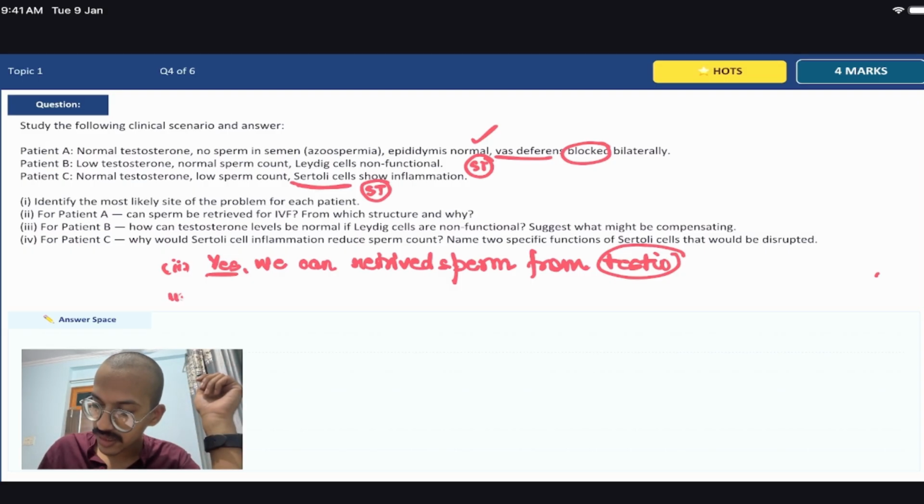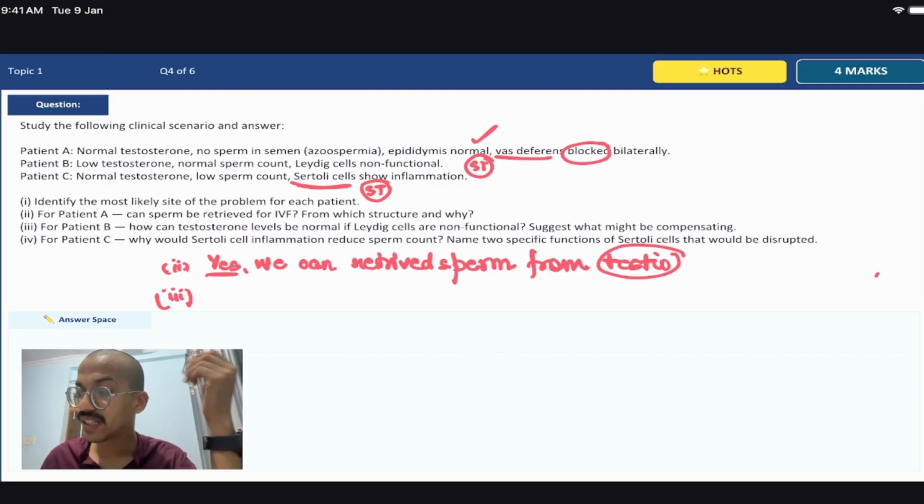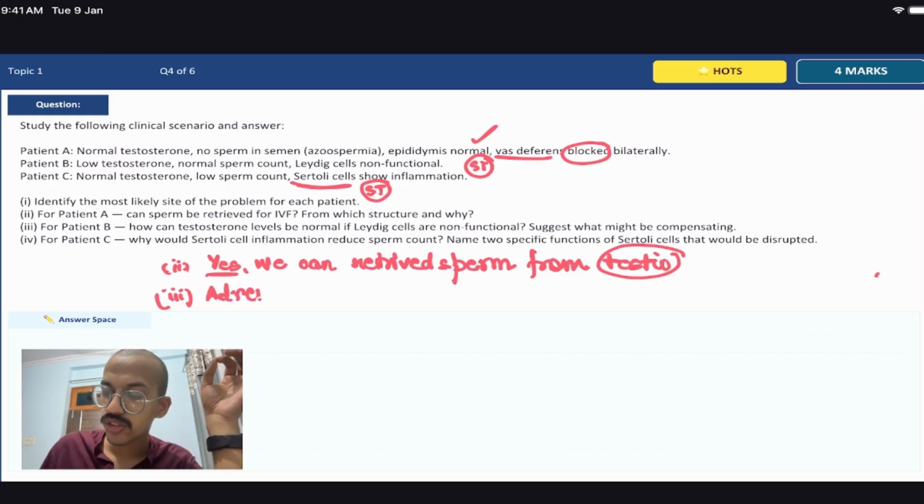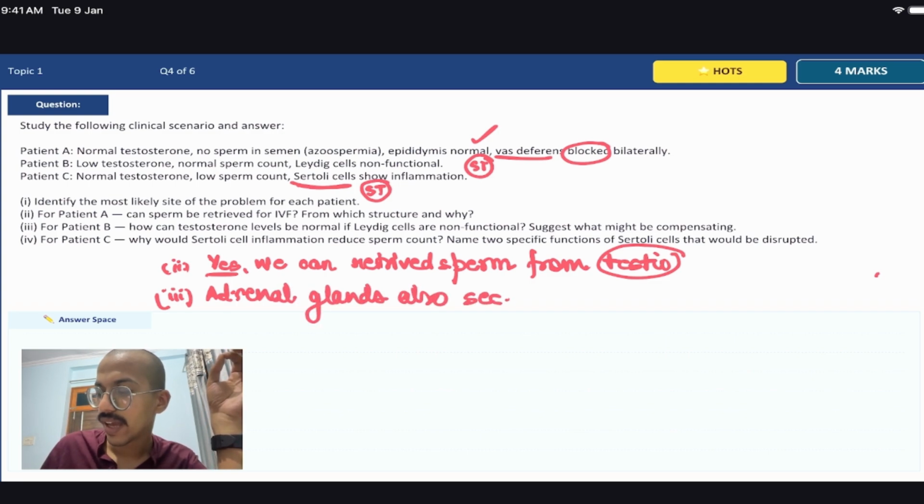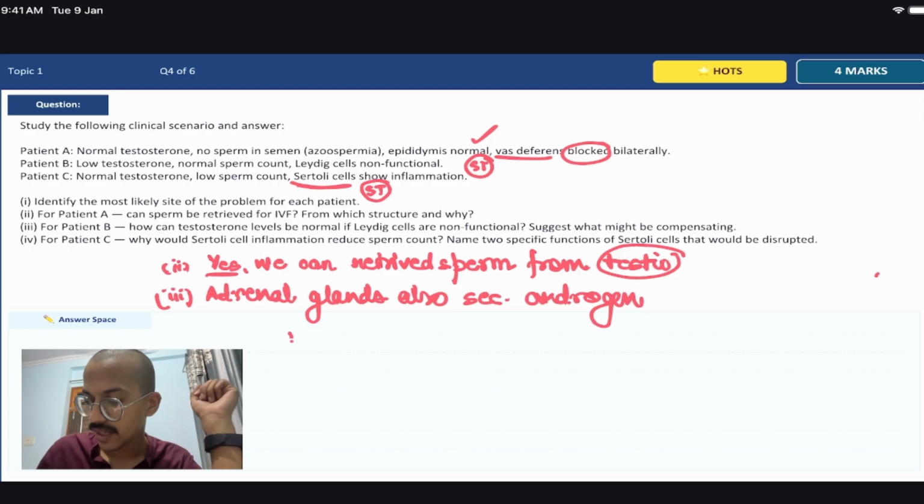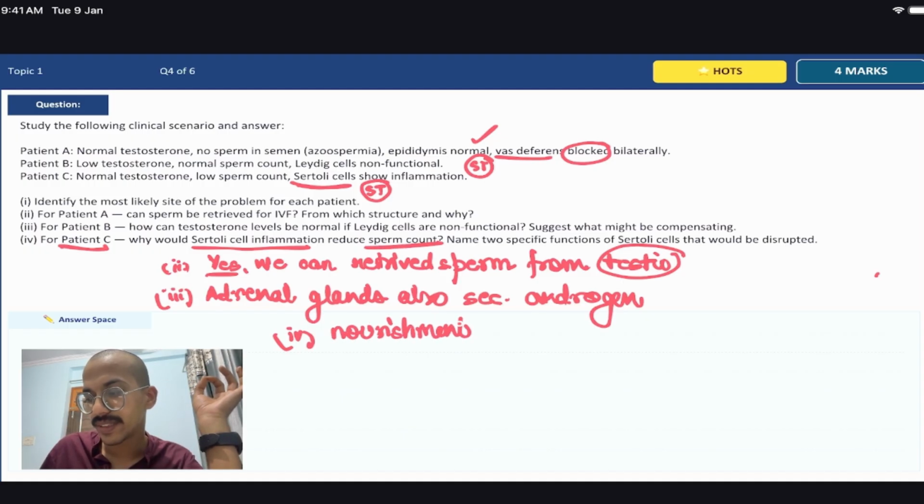Then comes the third question. For patient B, how can testosterone levels be normal if the Leydig cells are non-functional? Suggest what might be the compensating point. Here, the adrenal glands also secrete androgenic hormones which will help in this formation. Then comes the fourth question: for patient C, why would Sertoli cell inflammation reduce the sperm count? Because it is responsible for the nourishment.